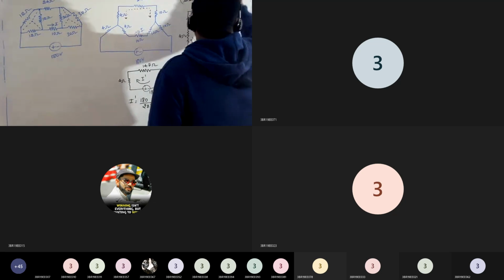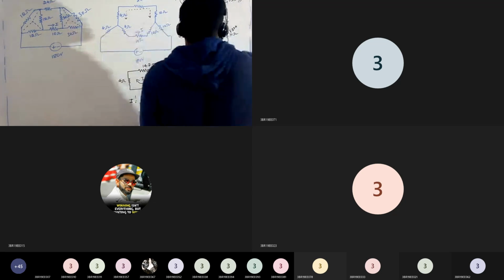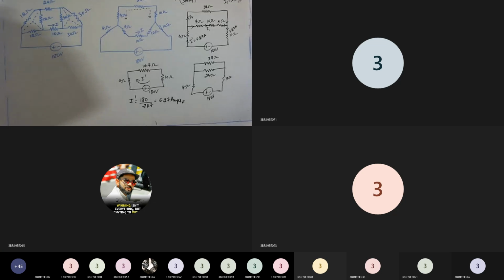3.84 amps going through the 10 ohm resistor. This is the required solution. The current flowing through 10 ohms is 3.84 amps. Exactly.